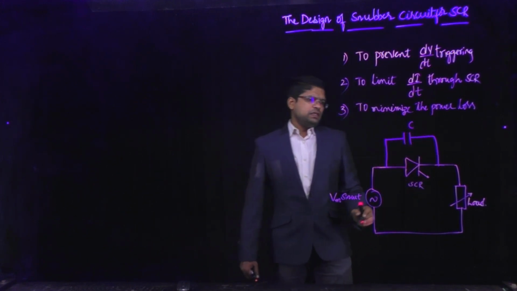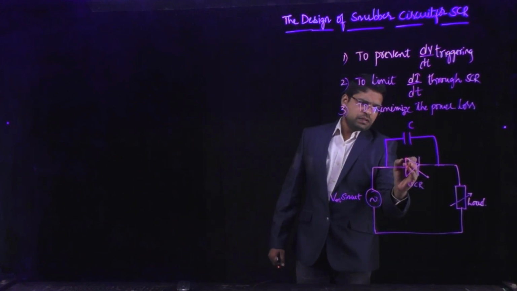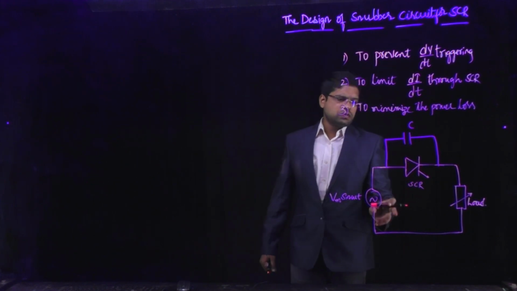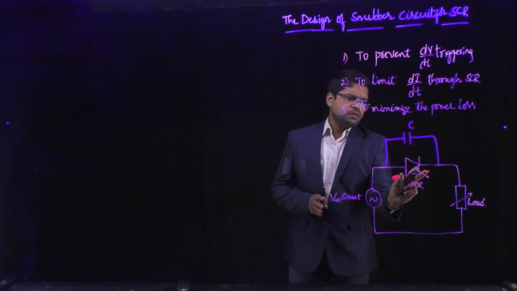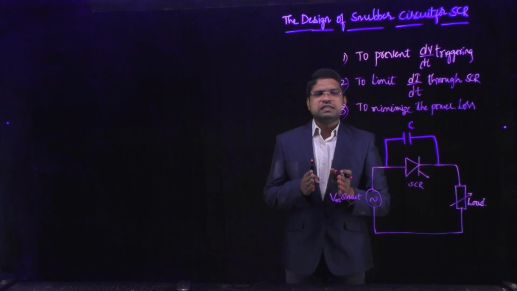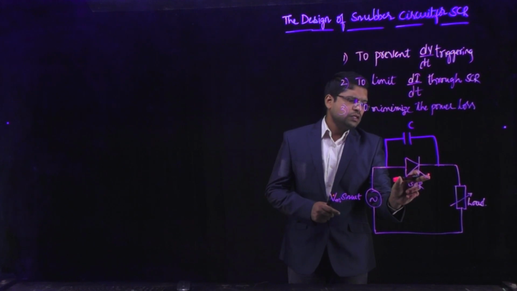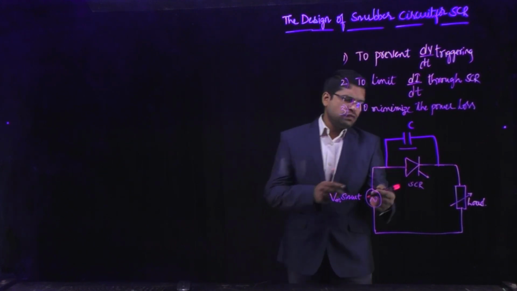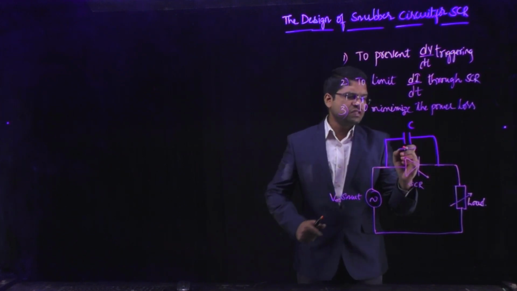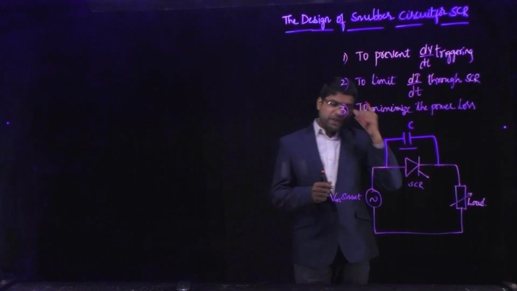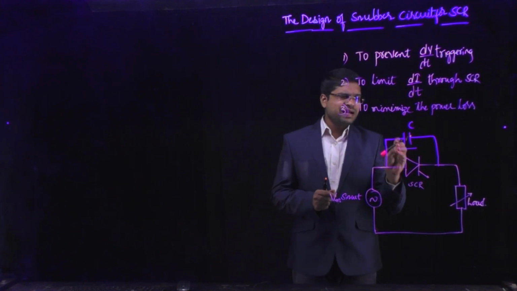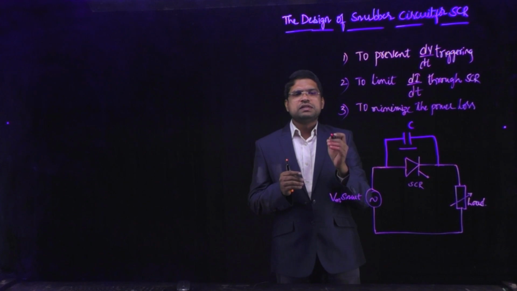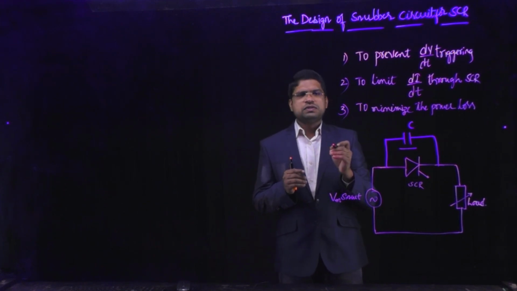So now let us see how this capacitor is preventing dV by dt across SCR. Let us assume initially SCR is in off state. That means SCR is in forward blocking state. During the forward blocking state of an SCR, for a sudden voltage applied across the capacitor, it behaves like a short circuit. When the capacitor behaves like a short circuit, we can easily understand that the short circuit voltage is 0 and the short circuit current is infinite.